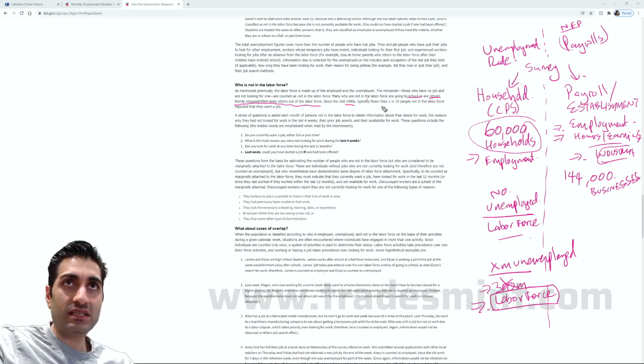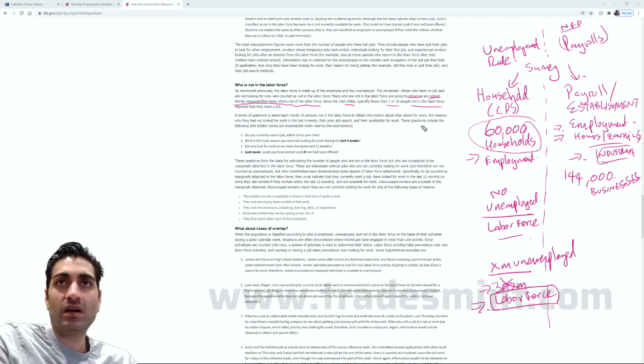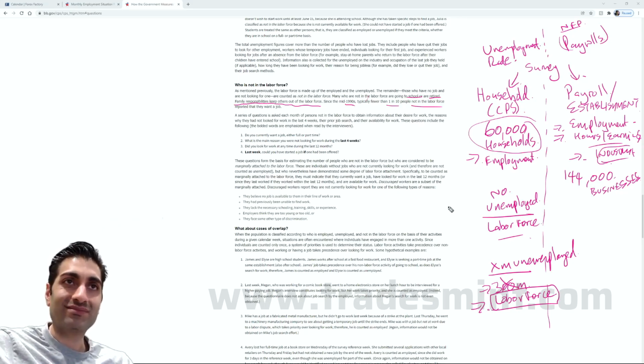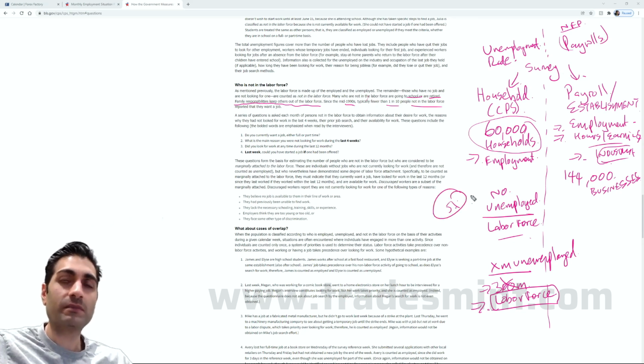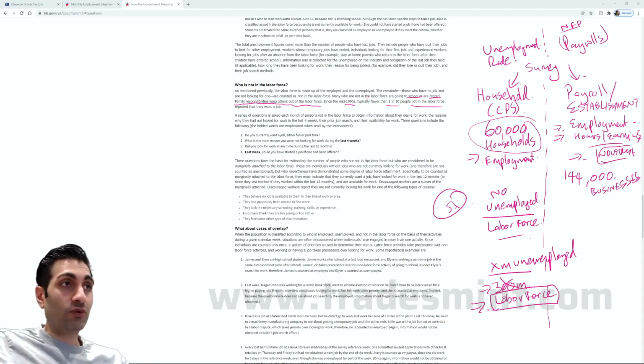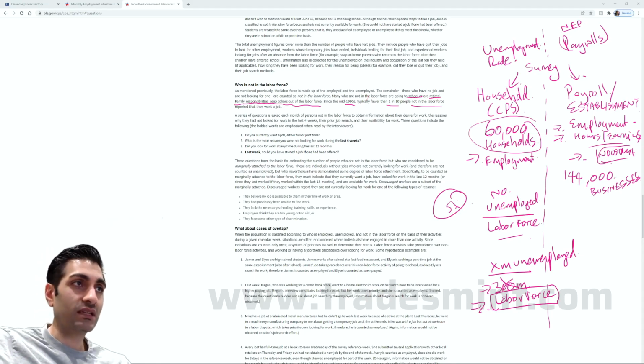Since the mid-1990s, obviously historically, a lot more people were out of the labor force. Less than 1 in 10 people are not in the labor force, but probably still you're talking around 90-95%. So still around 5%, or I don't know what the figure is, are not in the labor force, right? So that's got to be taken into consideration.